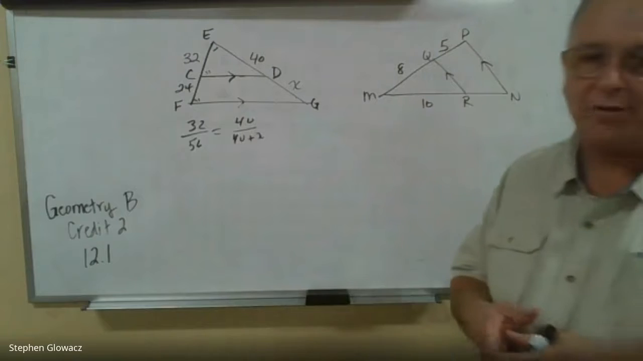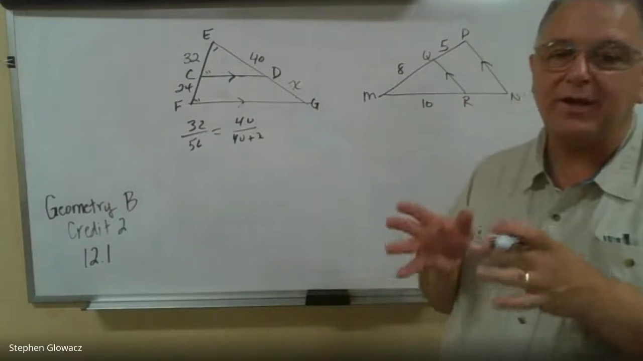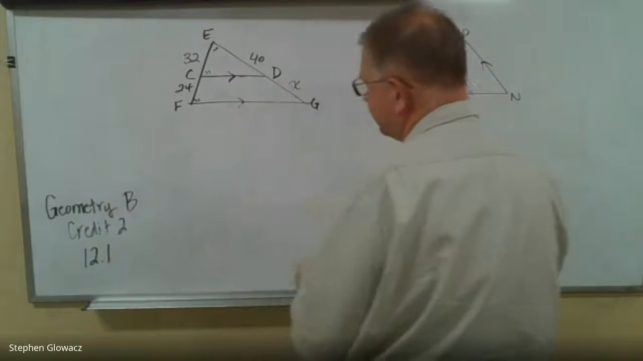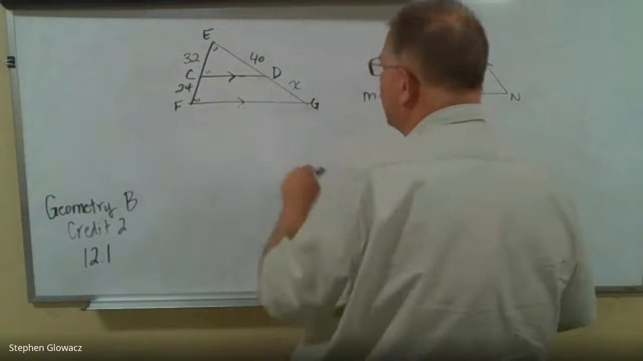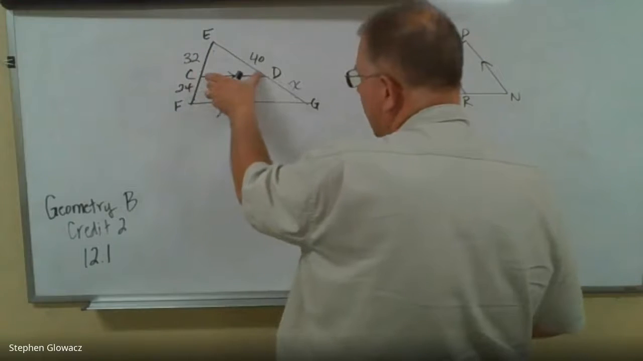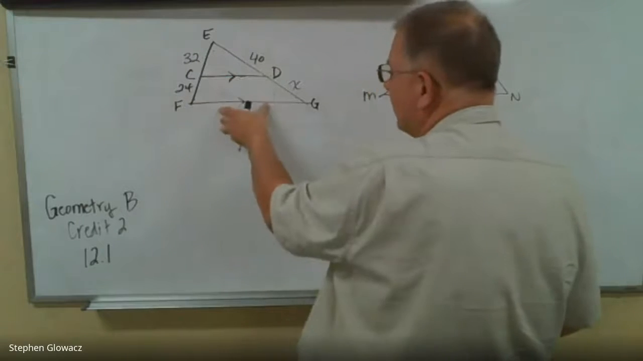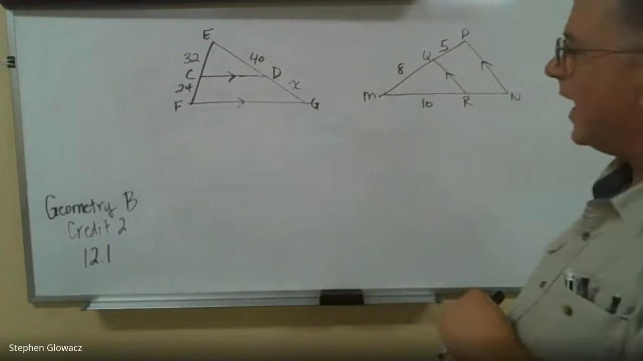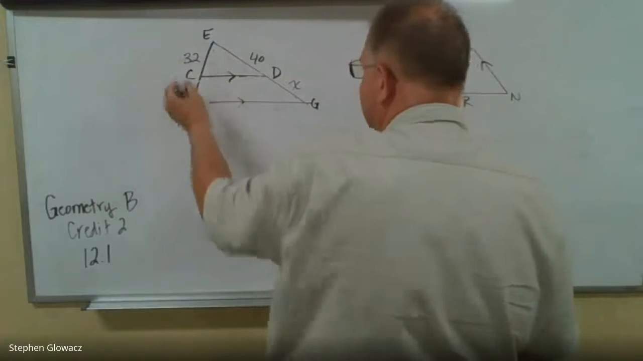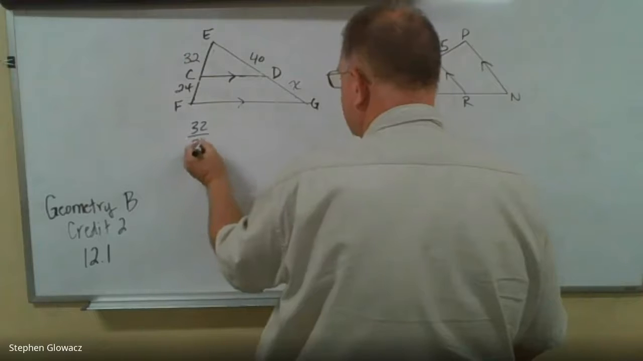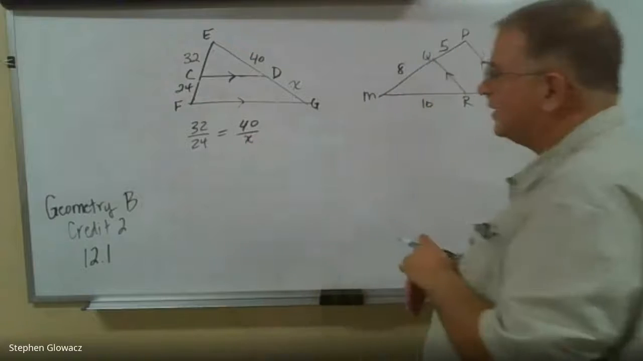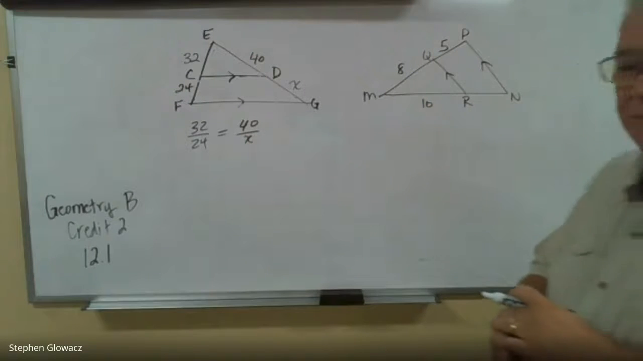We're not going to go through all that to solve it, but we're going to show you an easier way. So here's what it is. It turns out that when you have a triangle like this, let's look at the big triangle, and it's cut through by a line that's parallel to the third side down here, that these lengths here are proportional. So in other words, we can just say 32 is to 24 as 40 is to X. And it's that simple. That's it. So let's go ahead and solve for X, and we'll have our answer.